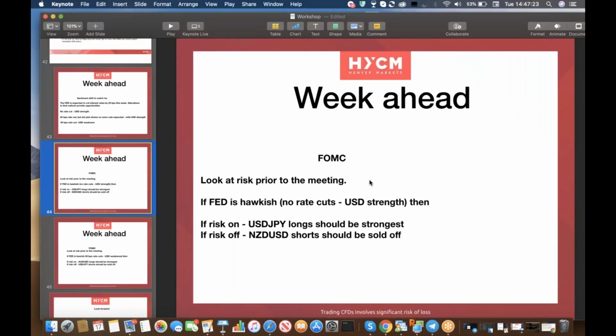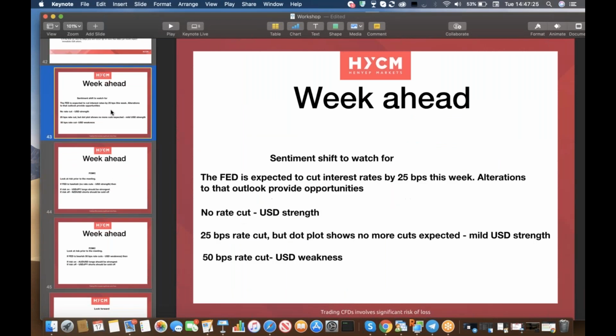So look, a risk that we've got coming up, a sentiment shift to watch for the week ahead, is obviously the FOMC meeting. We've got the Fed expected to cut interest rates by 25 basis points this week, and alterations to that outlook will provide opportunities. So if there's no rate cut tomorrow, that's obviously going to be US dollar strength. We expect US dollar buyers at market.